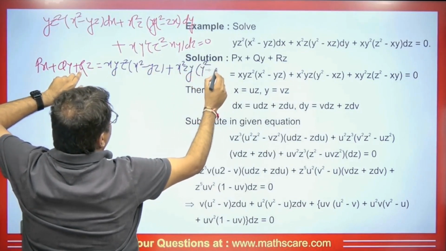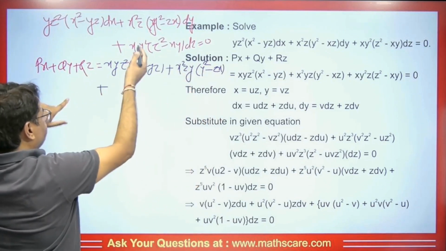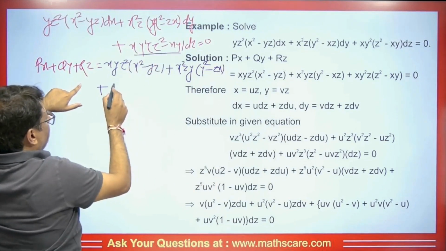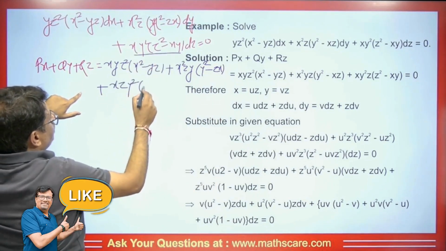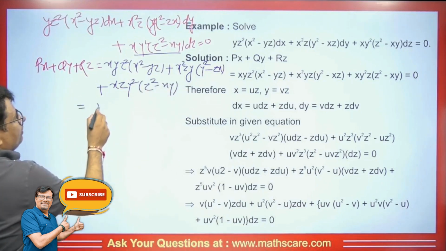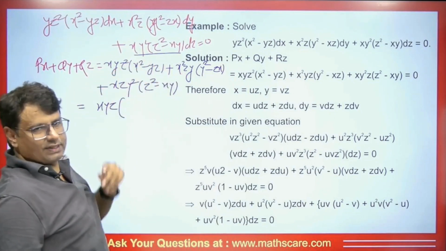And then this will become y square minus zx. Plus this term here, this is r, we will multiply this by z. So on multiplying, this will become x, zy square multiplied by z square minus xy. Now we will find its value, right? So you can see we have xyz common from these, right? You can see all of the terms have xyz.